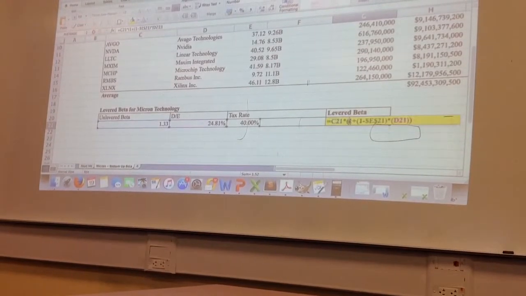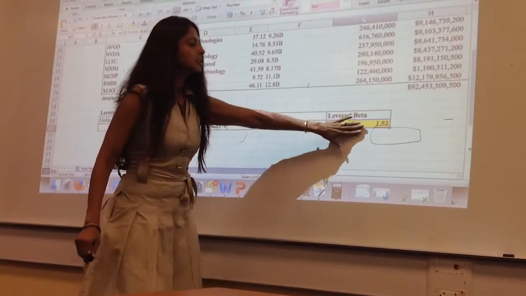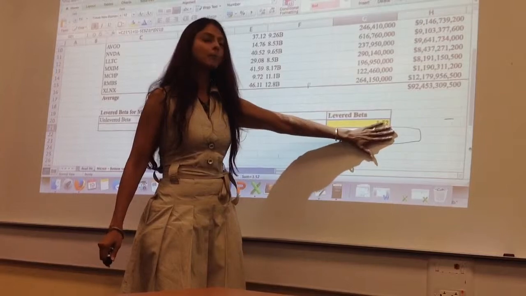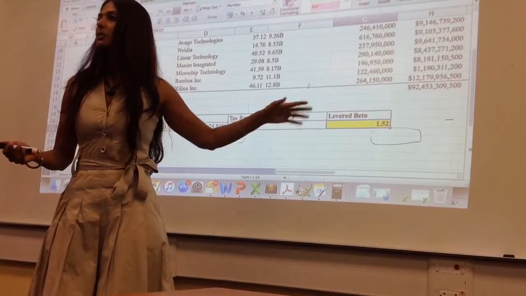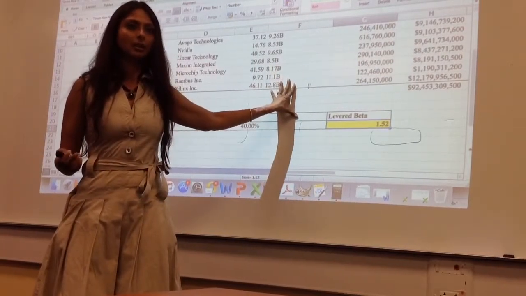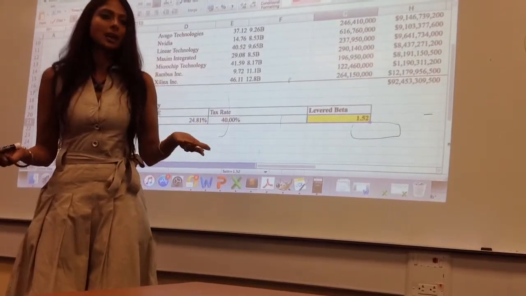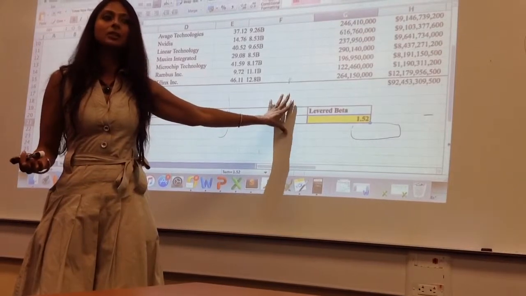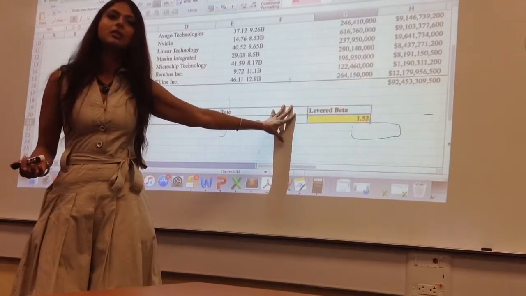So this becomes Micron's levered beta, 1.52, using the bottom-up method. And like I was explaining earlier, this levered beta that you obtain, you can compare, when you compare the levered beta that you obtain by running the regression with the levered beta that you obtain with the bottom-up method, you'll see that they're different. Okay? How different, I cannot really tell, but the bottom-up beta always has much lower errors than your regression beta.